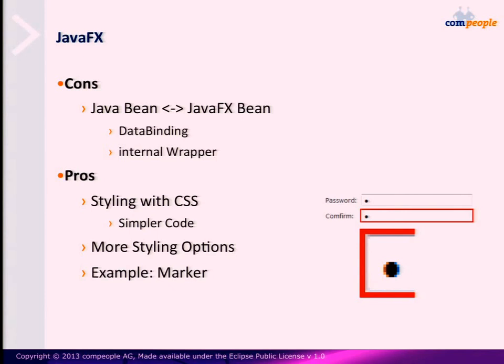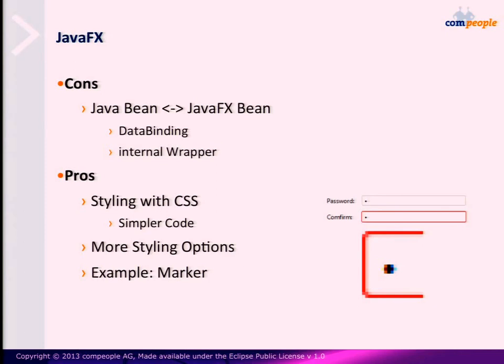So what we do for error marking, unlike RCP, where you get this control decoration, we rather put round red borders around the field. And that's really hard to do in SWT because you need a paint listener and stuff like that. With JavaFX, you can have round borders. You can really control a lot better how these things are rendered. It looks a lot nicer.